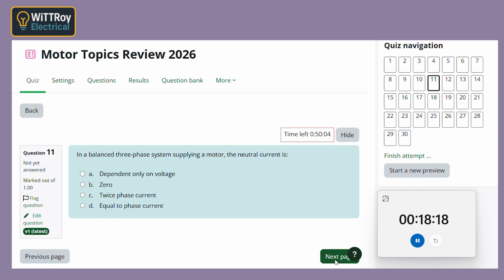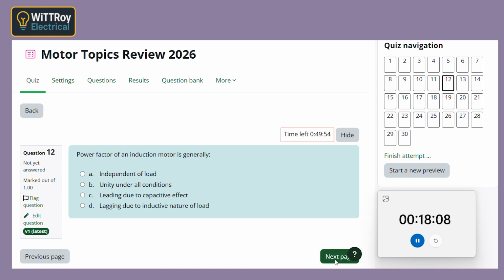Question 11. Balanced system, neutral current. 0. Good, that's solid. The three-phase currents cancel each other out. Question 12. Power factor of a motor. I said unity. Motors are inductive, so power factor is lagging. Because of the windings. Yes, current lags voltage in inductive circuits. It is not leading, not always unity, and it changes with load.